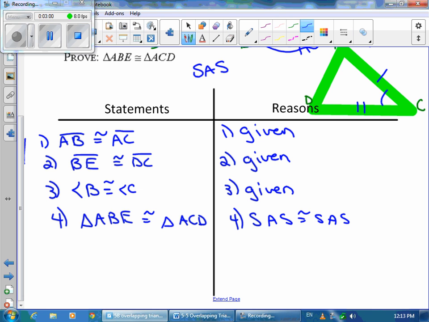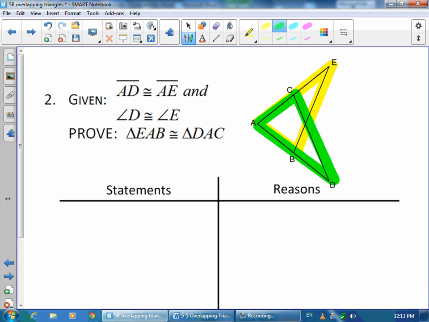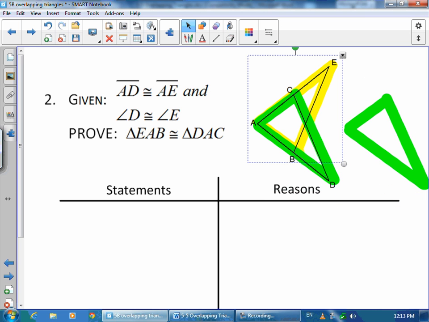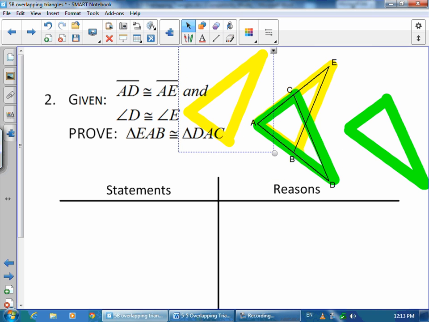Let's take a look at another one. Number 2 tells you you want to prove triangle EAB. So let's outline it. If you have highlighters, you should do that too. Triangle EAB is congruent to triangle DAC. So let's take them out. So here's this one. And then it's really helpful if you label your triangles. So this one is E, A, B. And the green one is A, C, D.